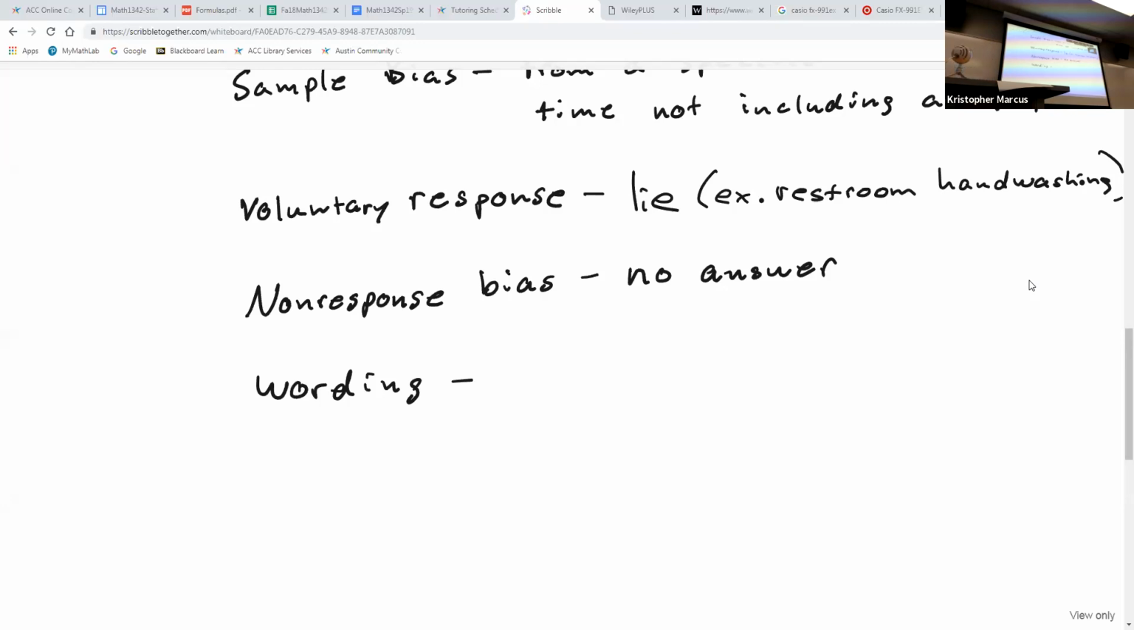Wording can always generate bias. And the reason wording can generate bias is because, especially if you read the amendments when the election season comes around, "Vote yes on Amendment 13B." Have you ever read the amendments? Has anyone tried to read one of those amendments? And what is it like?